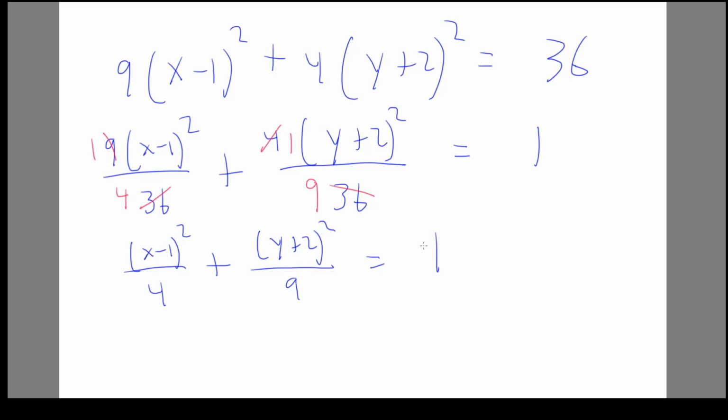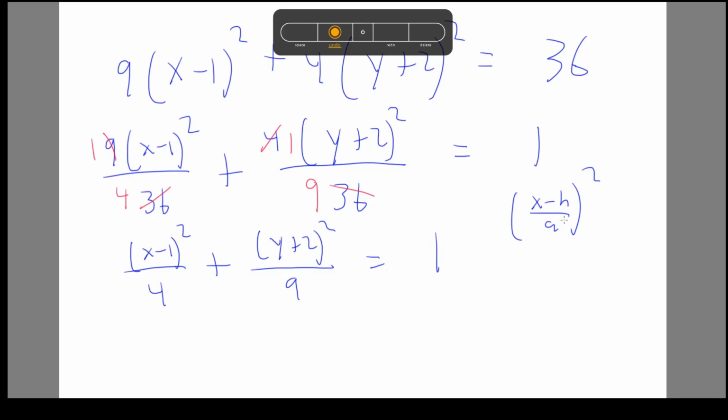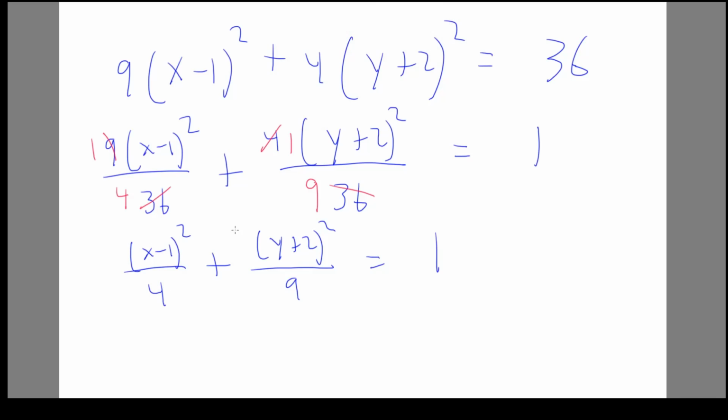But for the equation of an ellipse, we have (x minus h) over a, squared, plus and so on. So basically, we have to get this thing on the bottom inside the parentheses. We know that 4 is equal to 2 squared, so let's rewrite this really quick: (x minus 1) squared over 2 squared plus (y plus 2) squared over 3 squared is equal to 1.